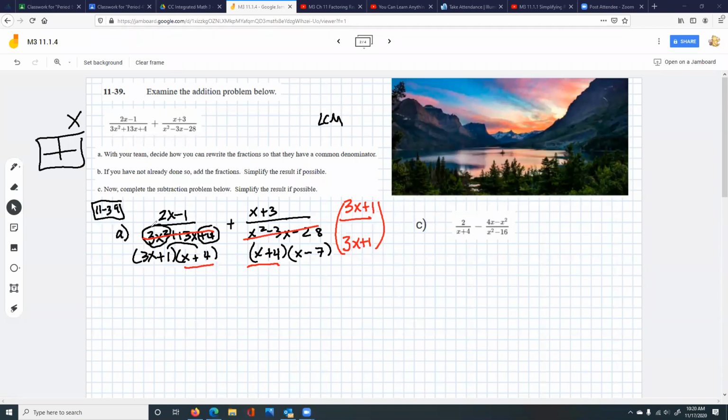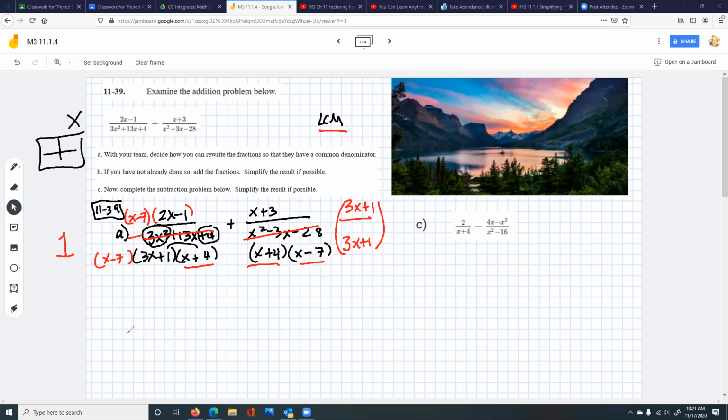Over here, we are missing, what space do I have here? I'm going to do it over here. This one doesn't have an x minus 7, so we need to put x minus 7 over here. I didn't have room here, so I'm going to do x minus 7 right there. So I'm multiplying by x minus 7 over x minus 7, which is a giant 1. Okay, now they're the same. They both have a 3x plus 1, they both have x plus 4, they both have x minus 7. That's the lowest common multiple of those two.